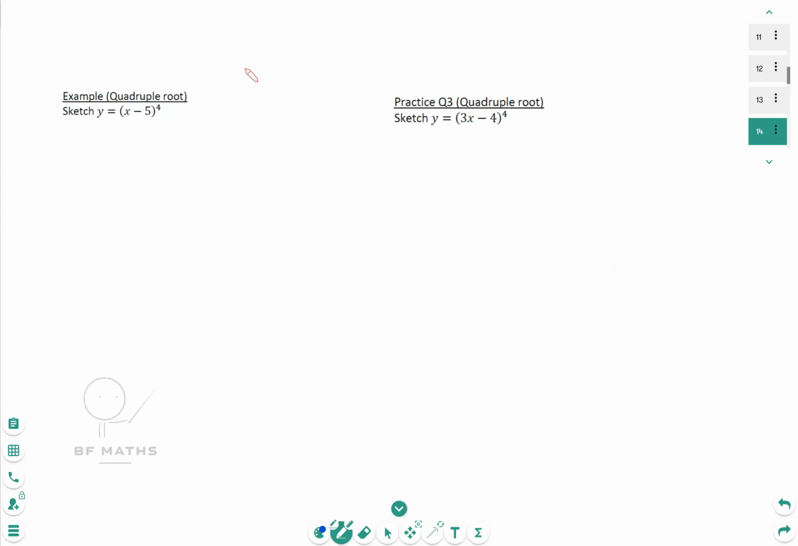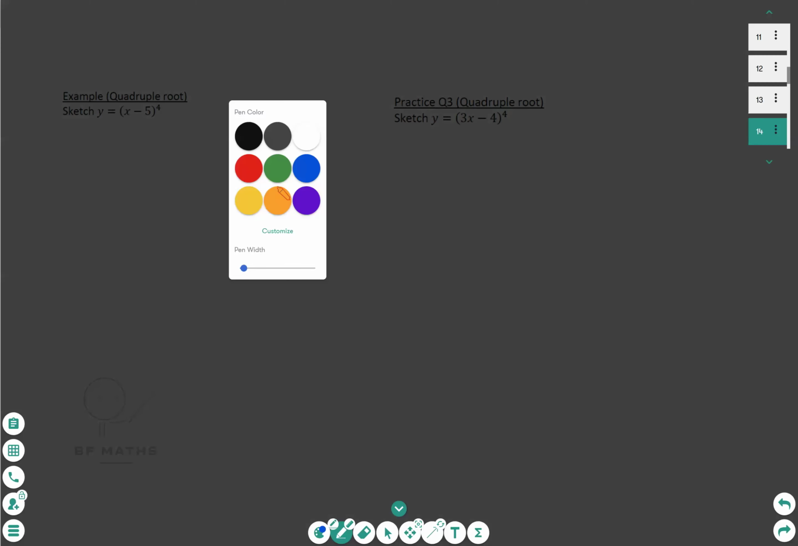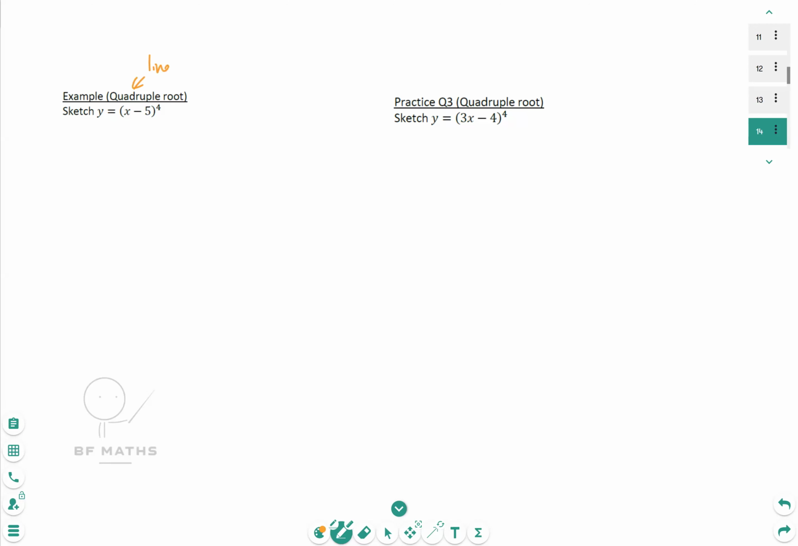Right. Next, quadruple root. So quadruple root means linger and turn. Linger and turn. Okay, right. So let's see how it goes. Again, shape. It's a U shape. Sorry, W shape, because x to the power 4 is positive.